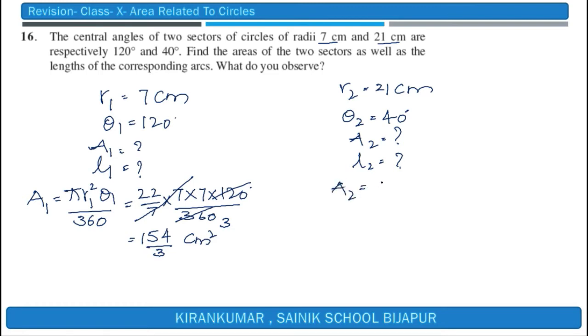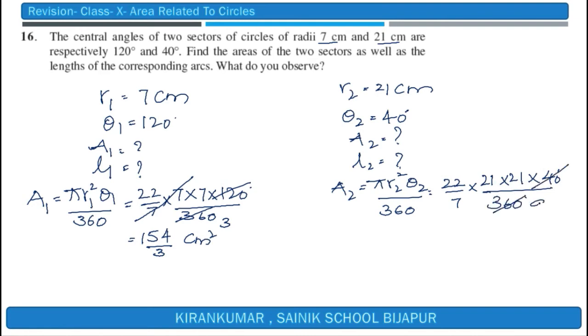Let's find out the area 2. Area 2 is pi r2 square theta 2 divided by 360. Let's substitute 22 by 7 into r2 square is 21 times 21 into 40 degree divided by 360. This is 9 times. So 7 3 times, 3 3 times. We have 22 into 21. This also can be simplified, 7 times. 7 times of 22 is 154 centimeter square.